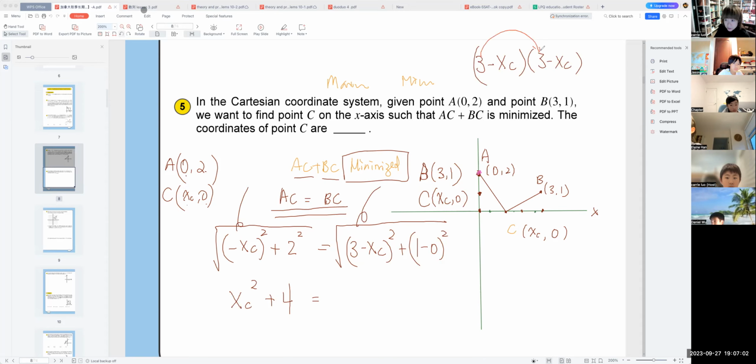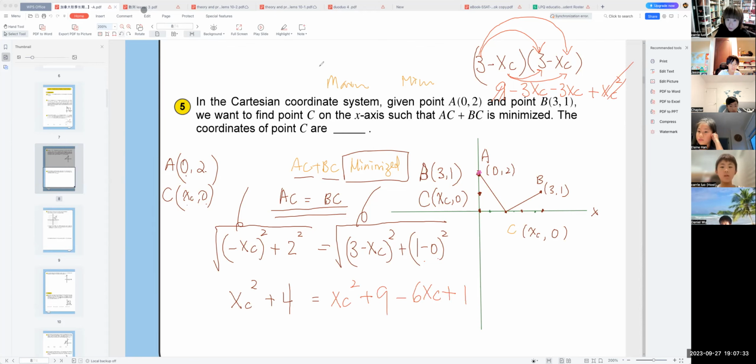Okay, so 3 times 3 equals 9. And 3 times negative xC equals negative 3xC. And negative xC times 3 equals negative 3xC. And negative xC times negative xC equals positive xC squared. So I'm going to copy it over. So xC squared plus 9 minus 6xC, plus 1 minus 0 equals 1. 1 squared equals 1. So we have this one.